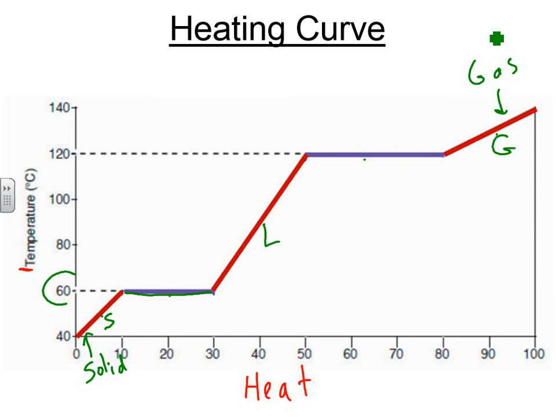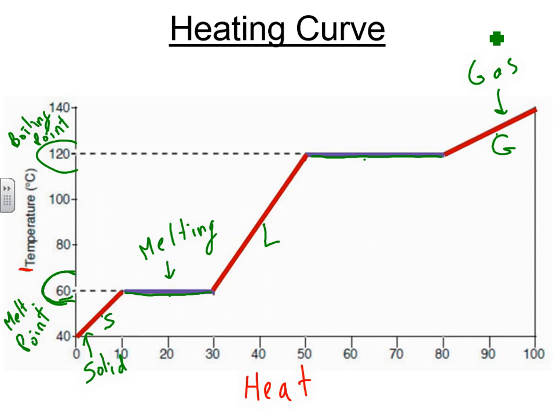As we go between a solid and a liquid, we call this melting. The temperature shown on the left side is the melting point of the substance. So this substance melts at 60 degrees Celsius. The next flat line lines up with 120 degrees, and this is called the boiling point of the substance. It's pointing to this section, which is boiling.